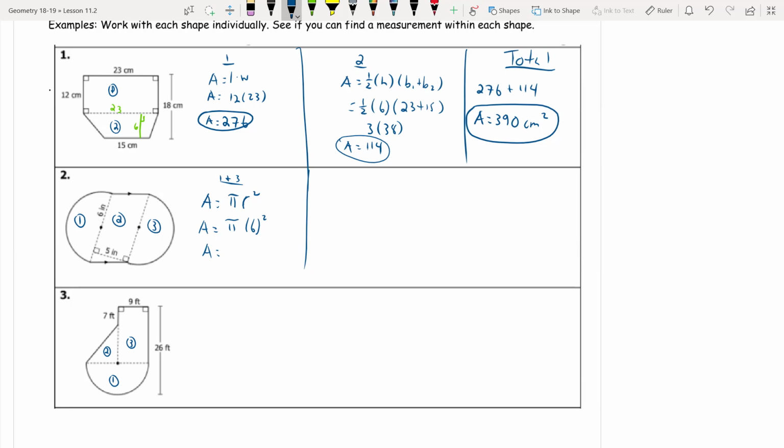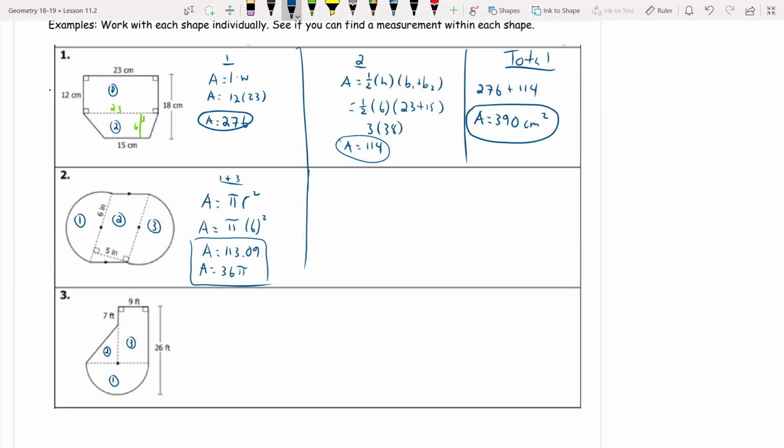If you wanted to do each of them separately, you could do half of pi 6 squared and half of pi 6 squared, but it's going to get you the same thing. And 6 squared is 36, so 36 pi gives me 113.09 as my area, or 36 pi. You can use either one. It depends on the question.